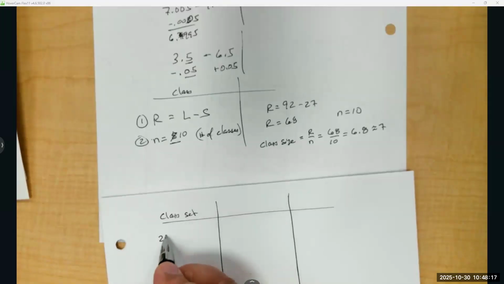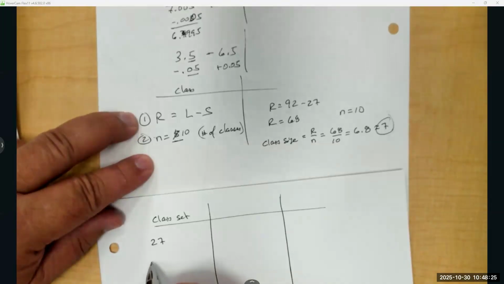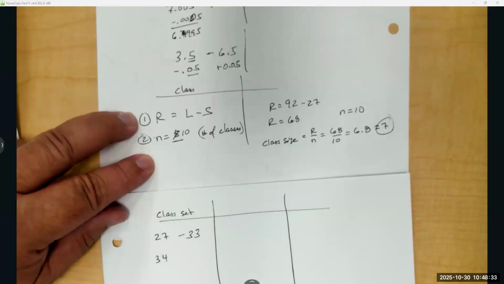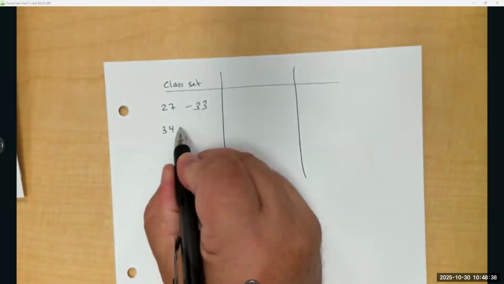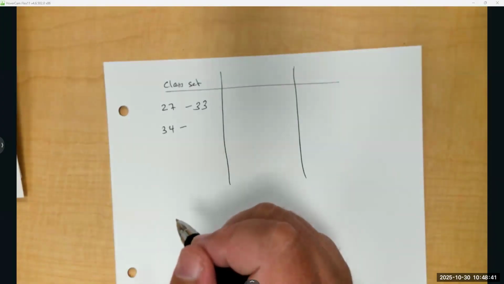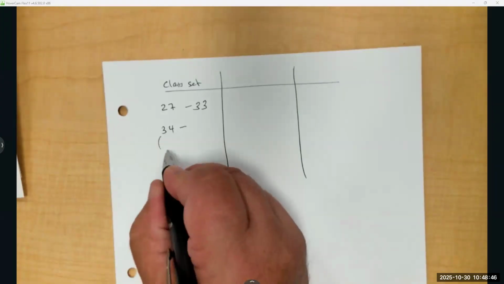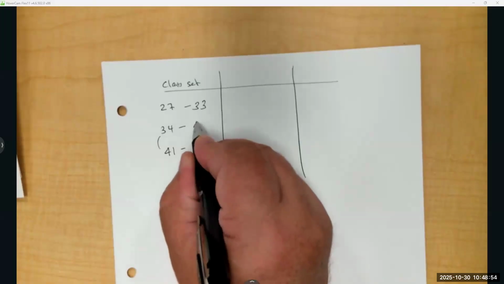So the lowest number we have is 27. What do we add to it? Yeah, we add this number to it. 27 plus 7 is 34. So that means this number down here is 33. We don't need this page anymore. What's my next step? 34 plus 7 is 41. So that means this number is 40.